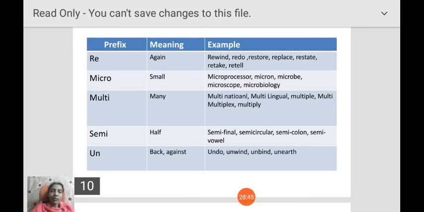Restore. Restore something to its original position, we say. So restore means bring back again. Restore a person to home if he has gone away. Replace. Placing somewhere, placing again at the same place. So we use the word replace for objects.